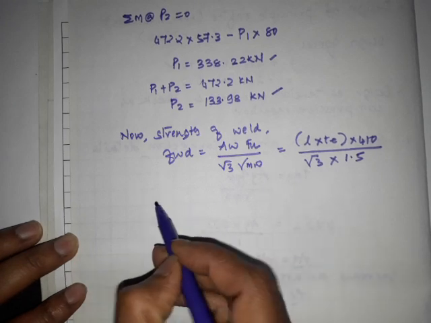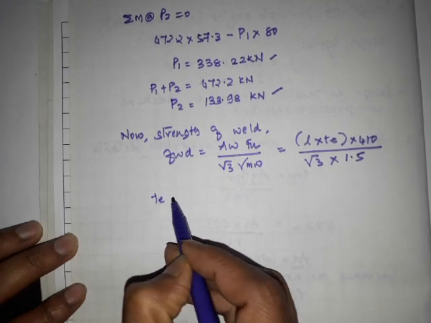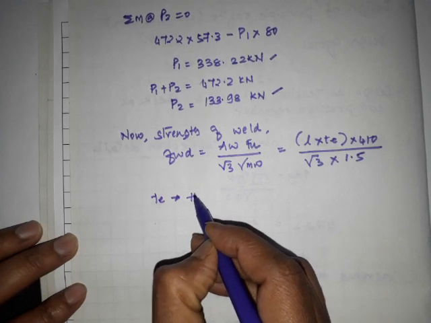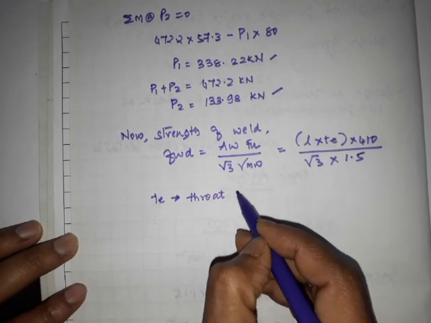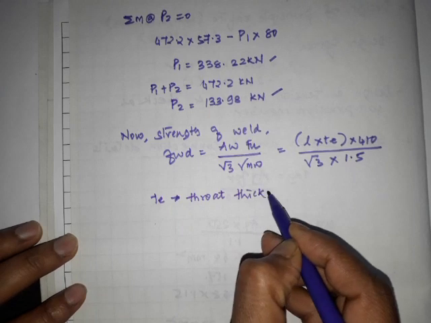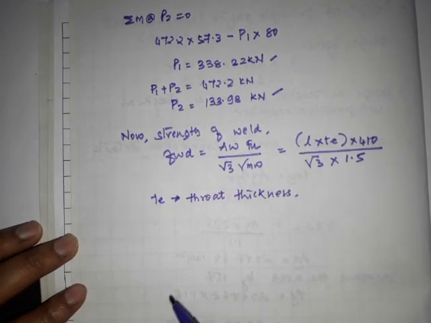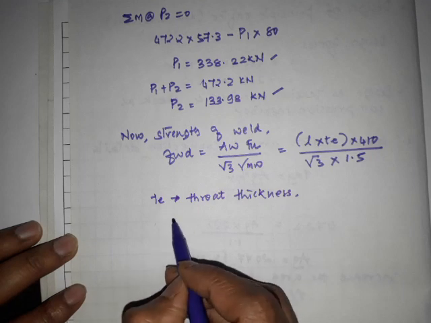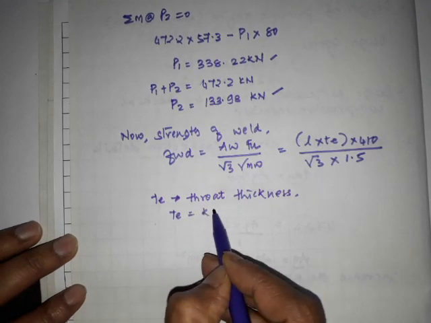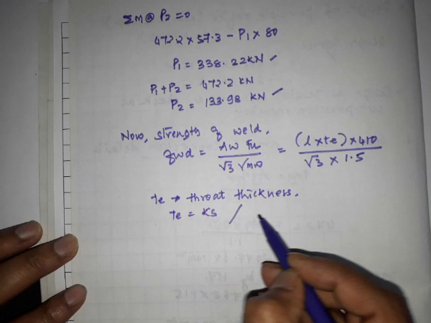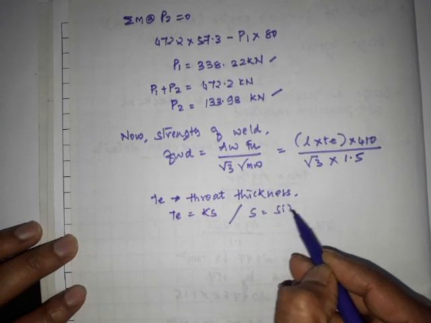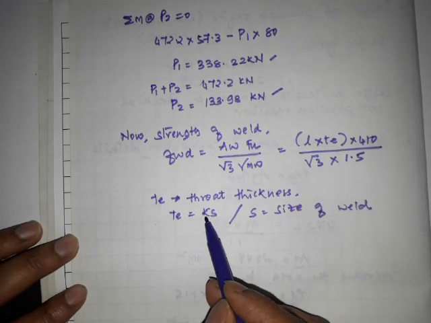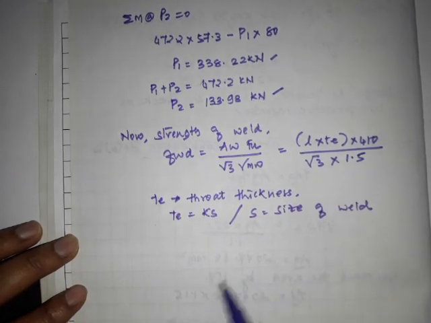Okay, now for TE. So what is TE? How to get TE now? So TE is nothing but effective throat thickness. Okay, so how do you get that? T is K into S. So what is S? S is size of weld. T is equal to K into S. So S is nothing but size of weld.